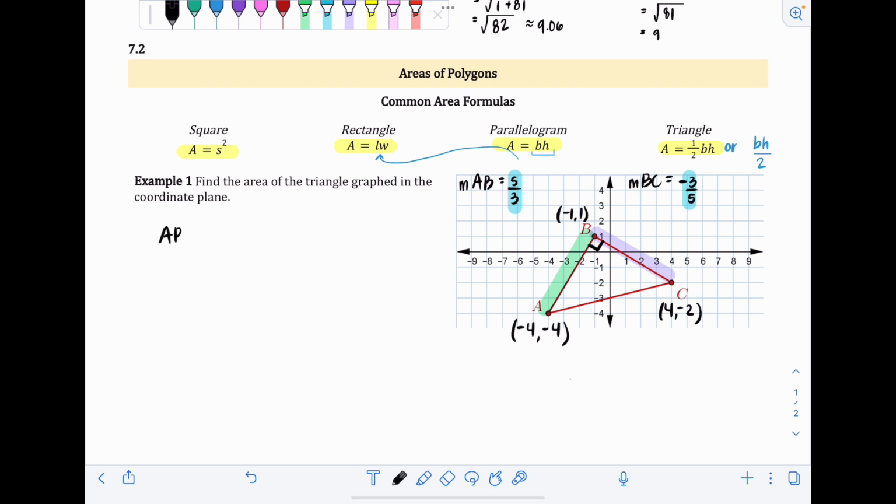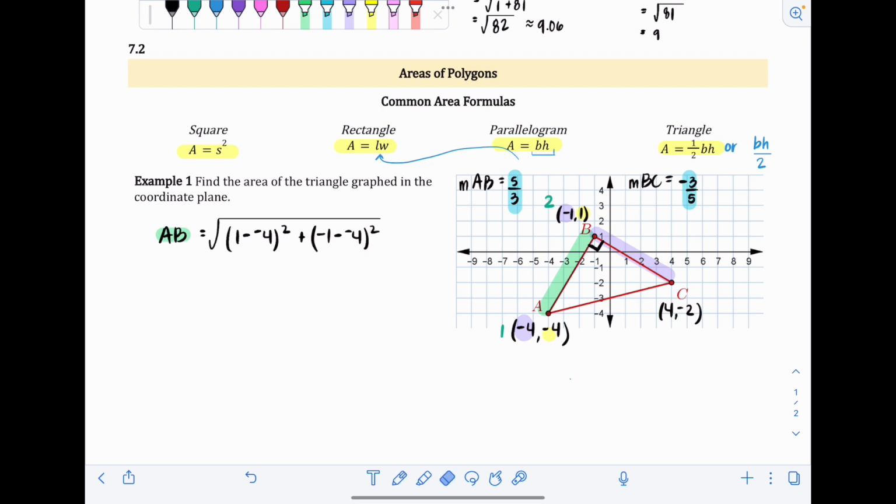So for the distance between A and B, we'll say this is our point 1 and this is our point 2. So distance formula, we can't see it anymore, but it's x2 minus x1, so it'll be 1 minus -4, squared, plus y2 minus y1. So y2 is -1 minus -4, close it out and then square it.